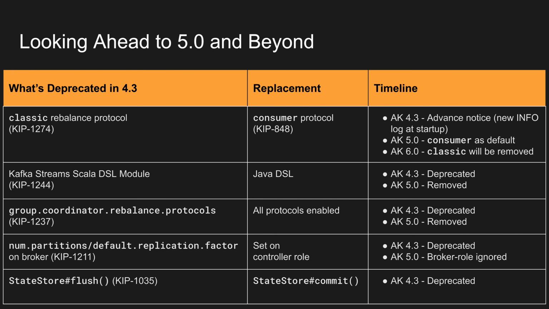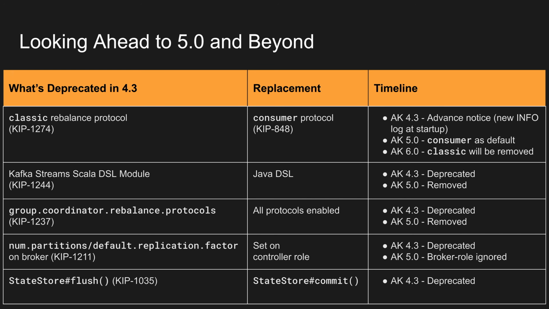Let's start with rebalancing. In recent releases, KIP 848 introduced a much more efficient and less disruptive consumer rebalance mechanism. KIP 1071 brought this to Kafka Streams. As of Kafka 5.0, the consumer rebalance mechanism introduced in KIP 848 will become the default. To prepare for this, those classic-level configs are going to be deprecated in the 5.0 release.